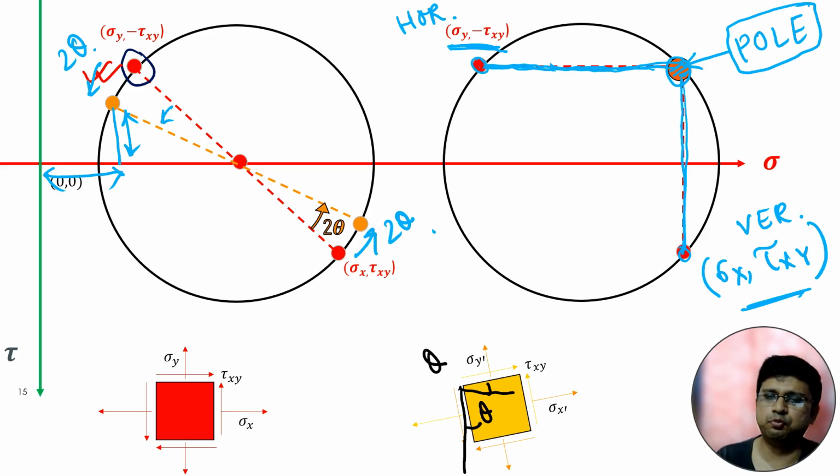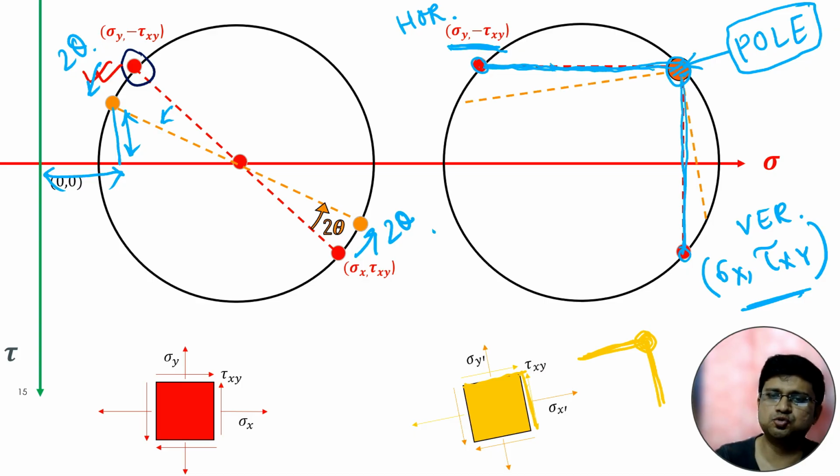This particular pole is very important. If we can identify the pole, then after that the concept is very simple. From the pole, we just have to draw a line parallel to the plane. Suppose this is a plane, we draw one line parallel to it, and this is another plane, so we draw another line parallel to that plane from the pole. From the pole, if we draw these two lines, then we will again get the new value of normal and shear stress. So we can either rotate these two points by 2 theta, or we can use the concept of pole.